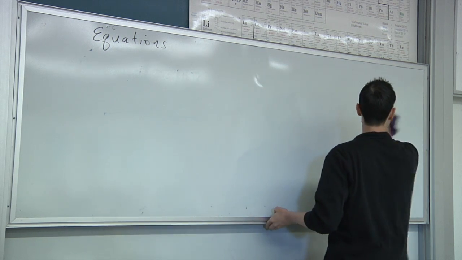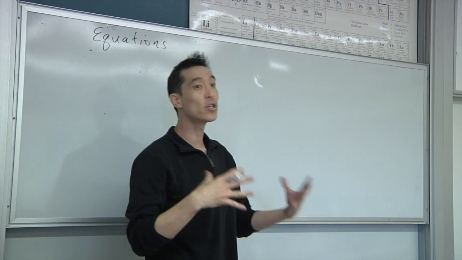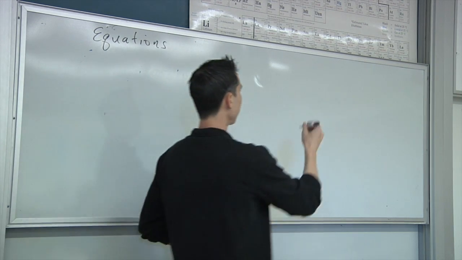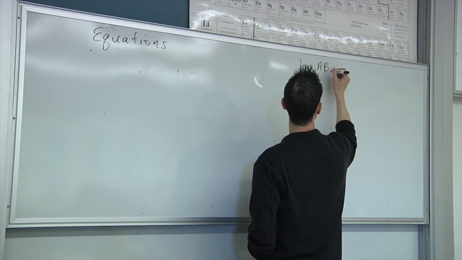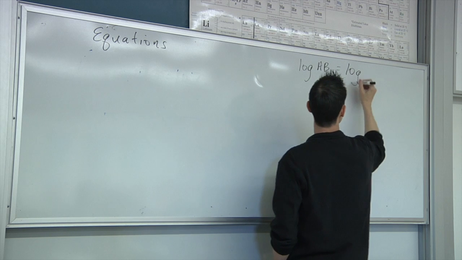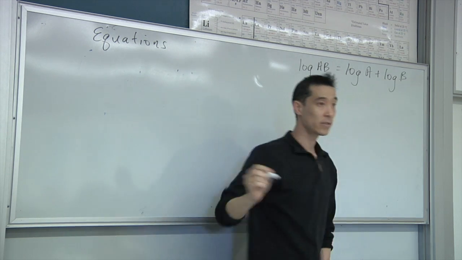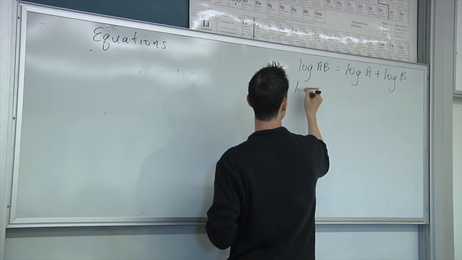What were some of the properties of logs we did last time? Can you give me one of them? Because if you don't know these properties, you won't be able to do today's material at all. Log of AB is equal to log A plus log B. Great. You need to know that. What's another one? Log of A over B.